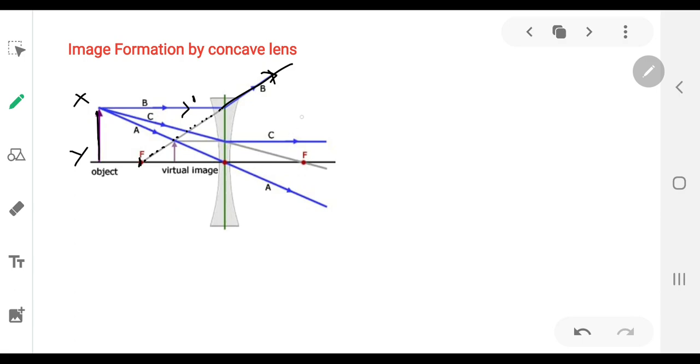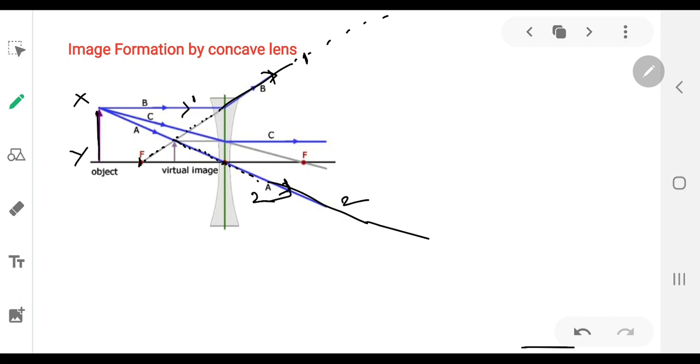The second ray that you are considering is passing through the optic center. So it passes undeviated. So this is the direction of the refracted ray. Now look at these two refracted rays, the first refracted ray and the second refracted ray. They never meet. They are diverging from each other, so it is not possible for those two rays to meet.